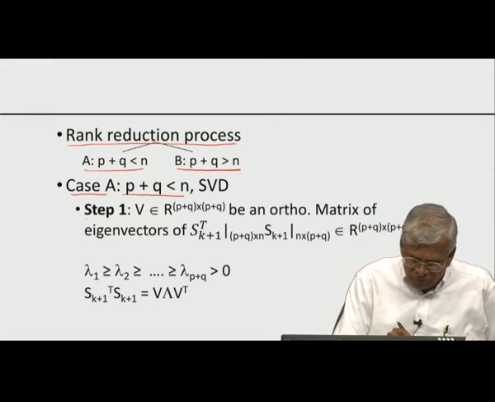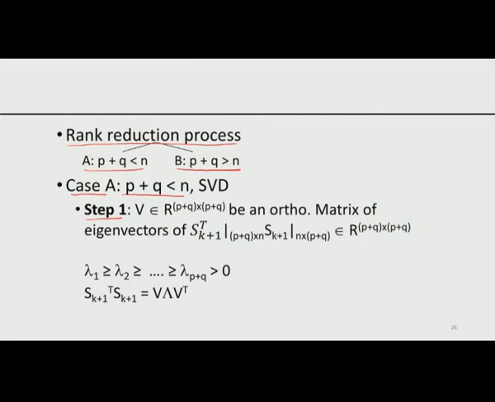So what is step 1? Step 1 is: we already have a matrix which is n by (p plus q). Let V be an orthonormal matrix of eigenvectors of S_{k+1} times S_{k+1} transpose. We are essentially doing the same singular value decomposition.